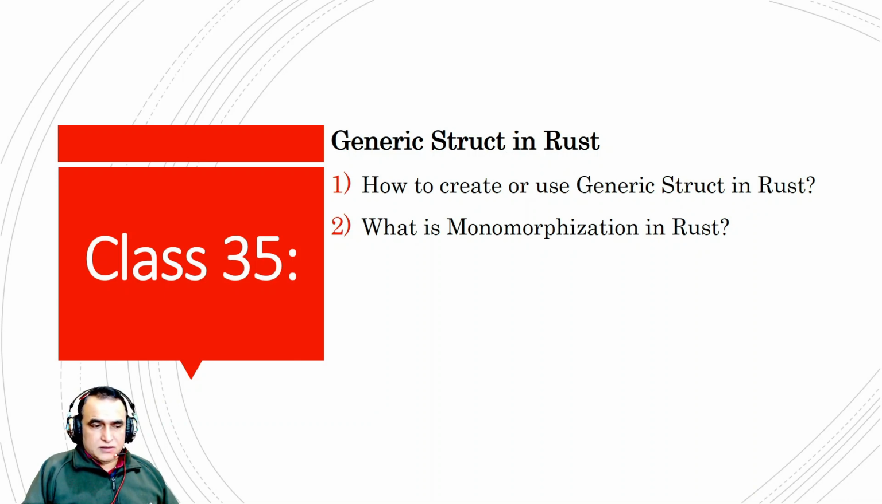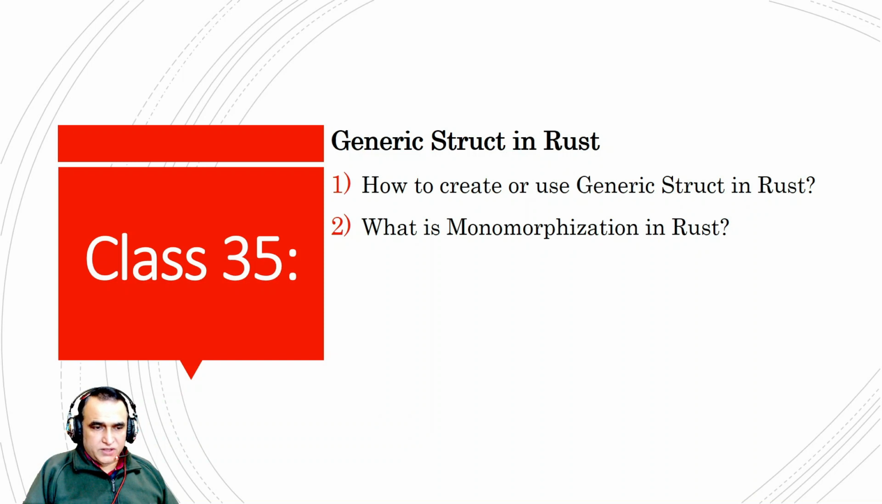In this class number 35, we are going to learn a very interesting concept called generics. This generic data type is available in each and every programming language. In Go language, it was not introduced in the beginning, but Google had to change this, and after a certain version of Go, Google introduced the generic concept in the Go programming language also.